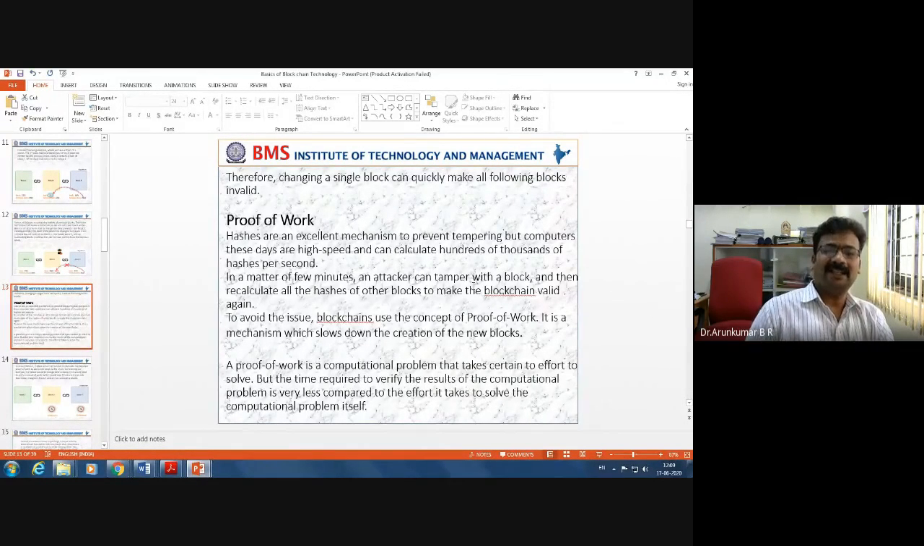So to avoid this, there's a concept brought by blockchain technology called proof of work. A proof of work is a computational problem that takes a certain effort to solve, but the time required to verify the result of the computational problem is very small compared to the effort it takes to solve the problem itself. Right? Creating a block may be quick, but solving this puzzle takes time, right?